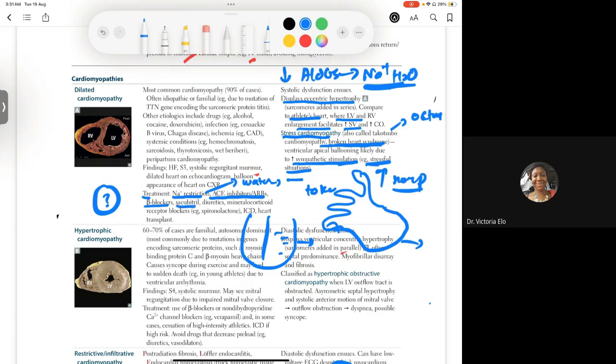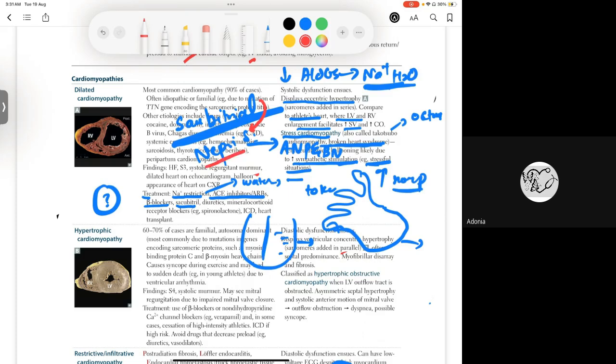Sacubitril. Remember what was sacubitril? We did it. Neprilysin inhibitor. What was the function of neprilysin? It basically degrades your ANP and BNP, right? So if you are giving sacubitril, it would inhibit neprilysin. If neprilysin is inhibited, we are going to be having a lot of ANP and BNP.